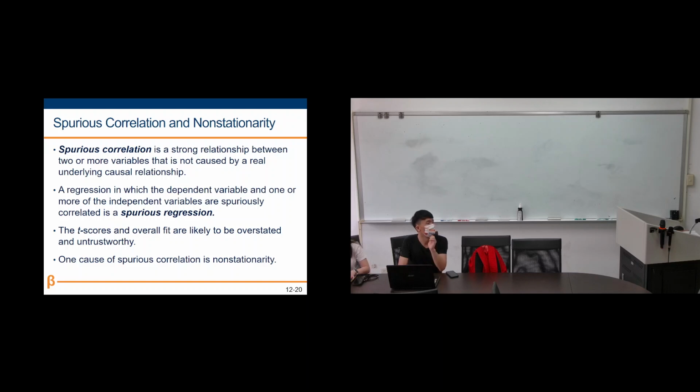The t-scores and overall fit are likely to be overstated and untrusted, since it is spurious. So when we see all the t-scores big and the p-values small, and the overall F-test also significant, everything is overstated and also untrusted. One cause of spurious correlation is non-stationarity. Then we have to learn what stationarity and non-stationarity are.